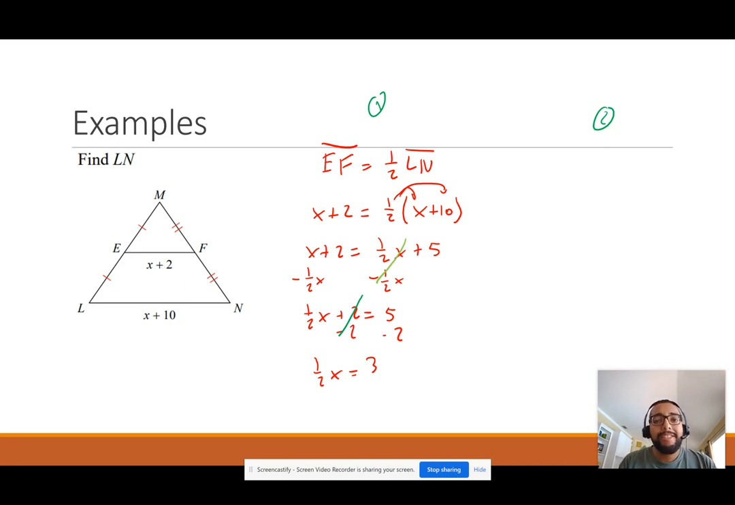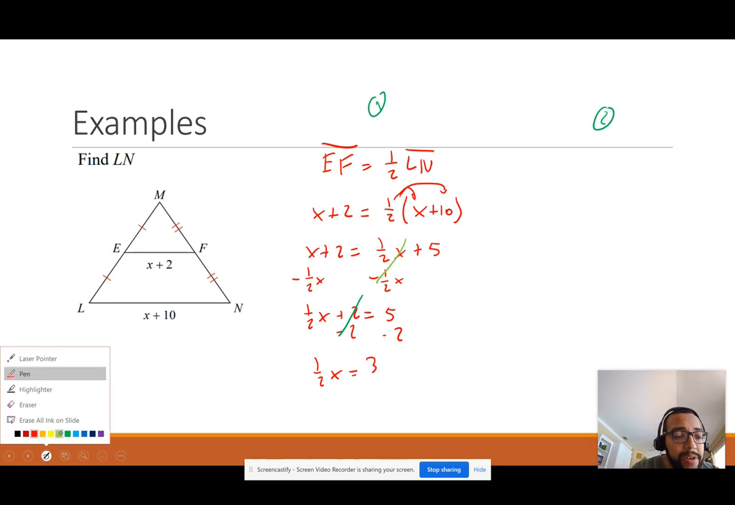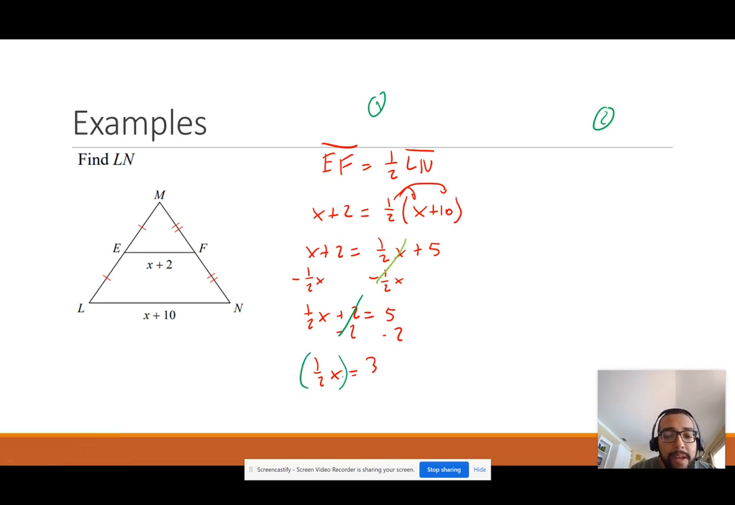Now, yes, to get x by itself, you can divide by 1/2. That works. But then you have 3 divided by 1/2. You may have remembered, or you may have been taught, that when you're dividing by a fraction, it's the same thing as multiplying by its reciprocal. So you may have learned that keep, change, flip thing. We can do that if we want to, but what I'm going to do here is pick a different color. I'm going to multiply by 2 on both sides.